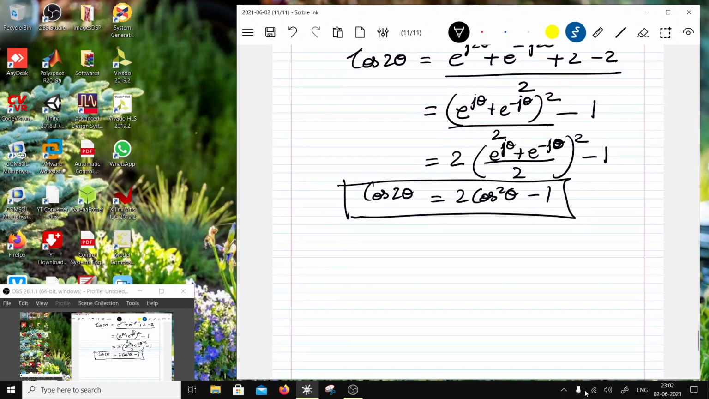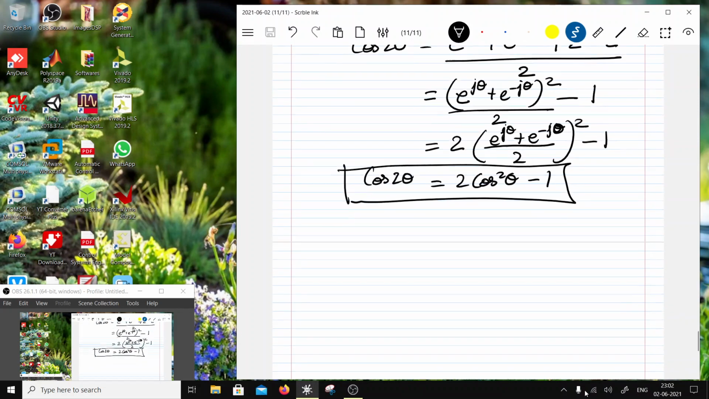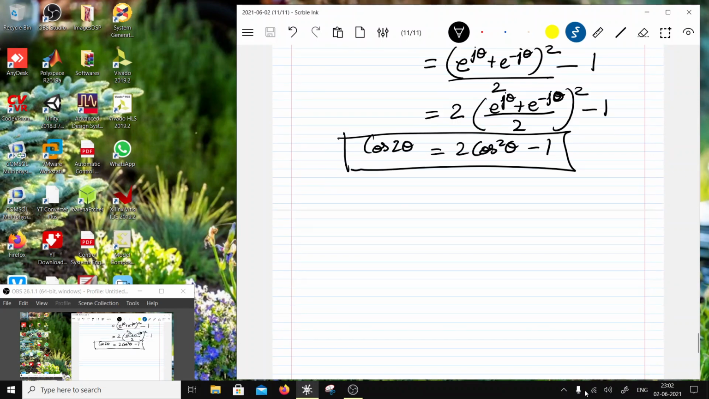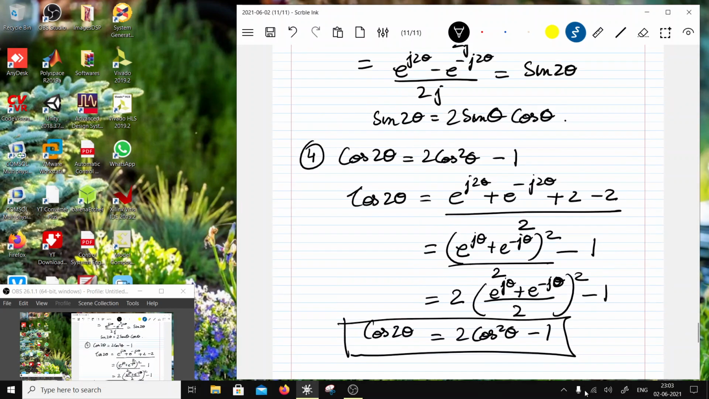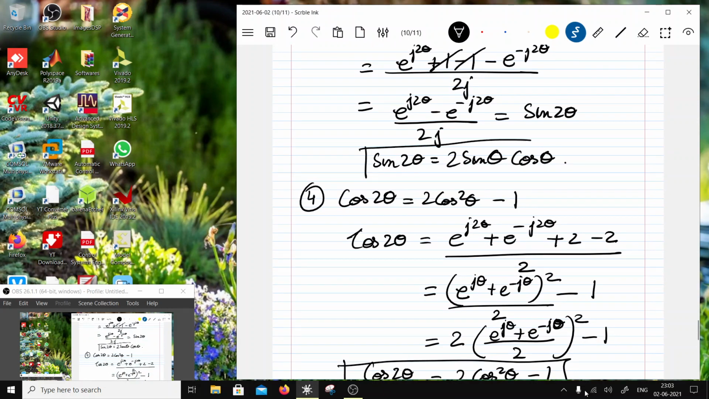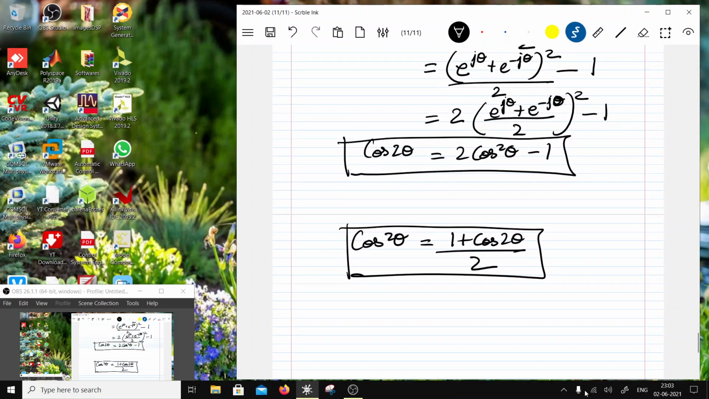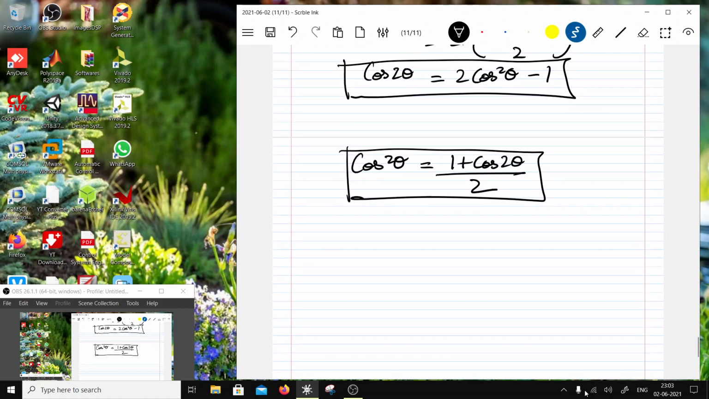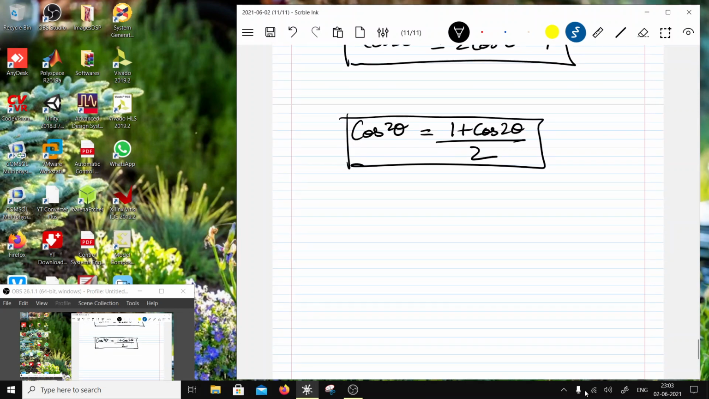So now I can write this in terms of twice angles, right? That means cos square theta is equal to 1 plus cos 2 theta by 2, correct? So sin 2 theta is 2 sin theta cos theta. Cos 2 theta is 2 cos square theta minus 1, or in terms of twice angle, cos square theta is equal to 1 plus cos 2 theta by 2.